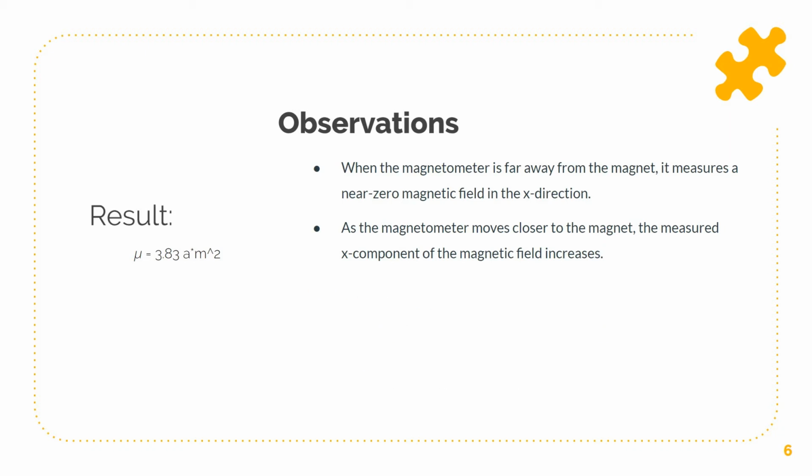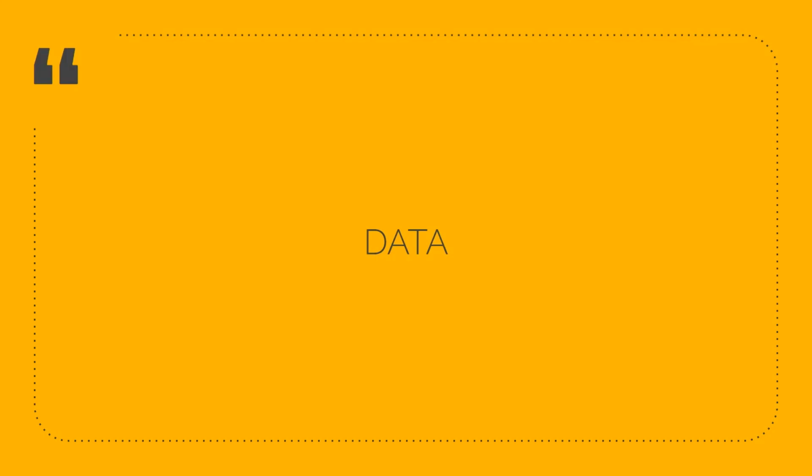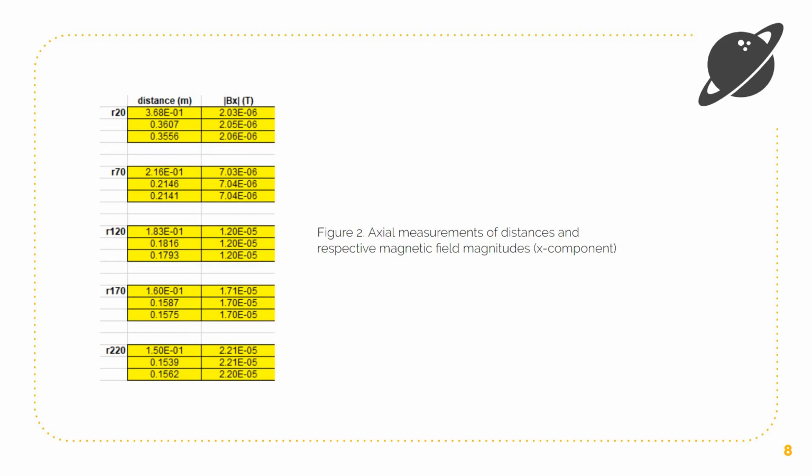When the magnetometer is far away from the magnet, it measures a near-zero magnetic field in the x direction. As the magnetometer moves closer to the magnet, the measured x component of the magnetic field increases. The left-hand figure shows the axial measurements of distance and their respective magnetic fields in the x component.